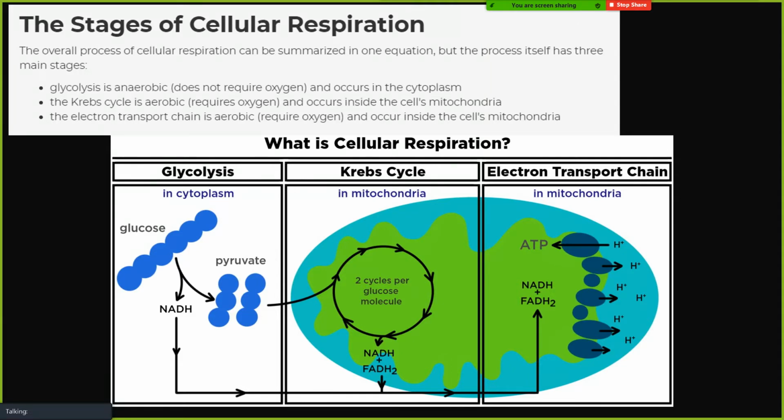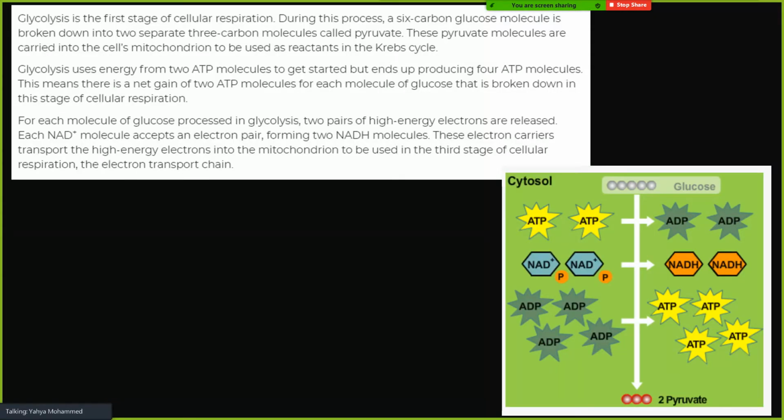One thing to remember is that oxygen is only consumed in the last step. So the oxygen is not consumed in glycolysis or the Krebs cycle. It's consumed in the very last step, the electron transport chain. Again, we're going to go into more details now. So let's talk about glycolysis first.